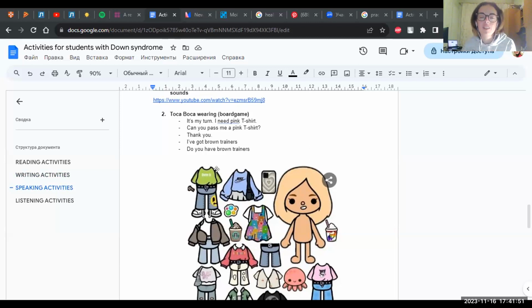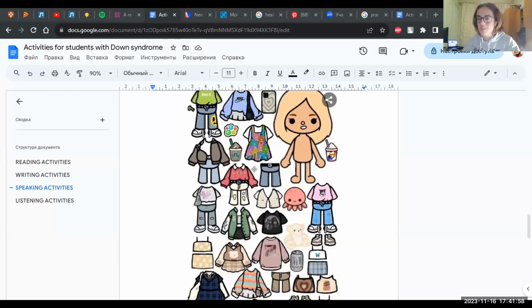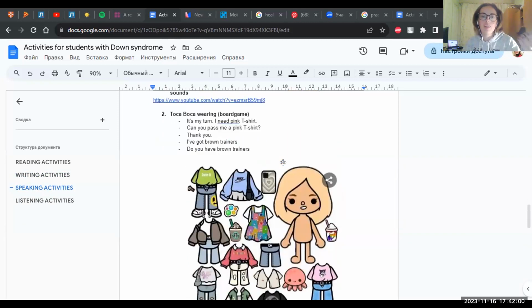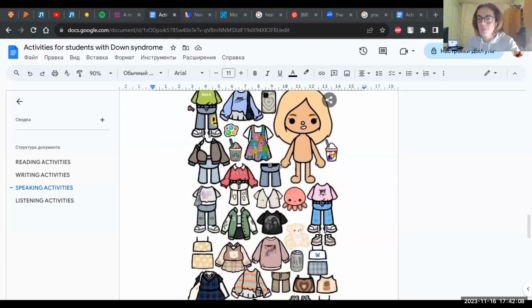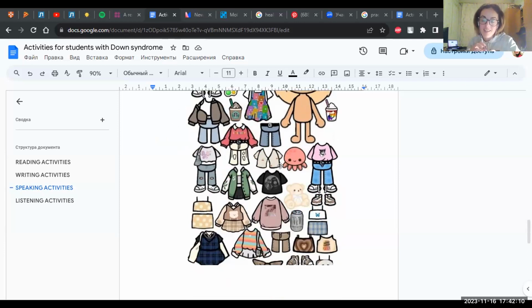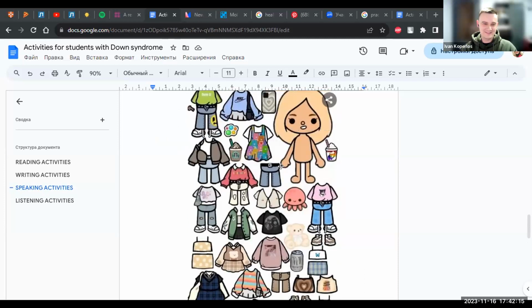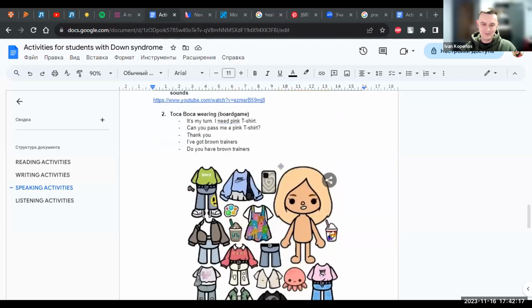Okay, it's about turn taking and communicative skills. We can talk about dressing up this girl, and I can ask my student to give me, for example, a pink t-shirt or black jeans or something like this. We can play and discuss, and it will be funny. Incredible. I like it. Even if the students don't know that game, but I'm sure they do, it's very interactive, because you're touching that piece of clothing.